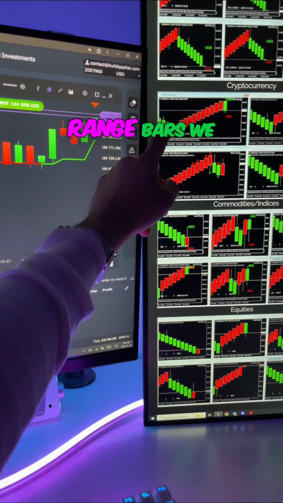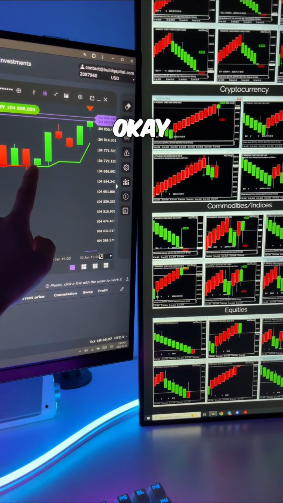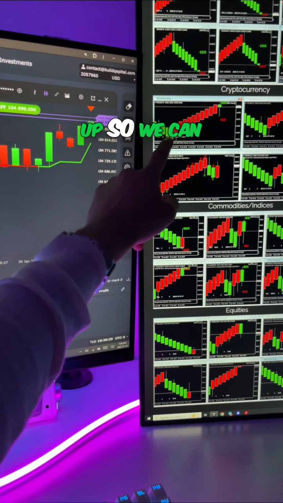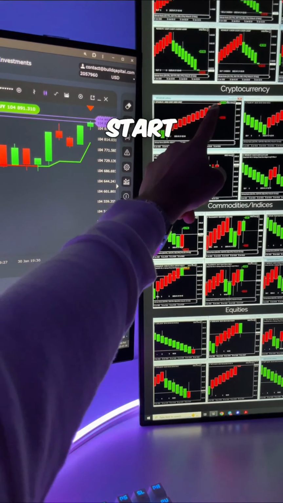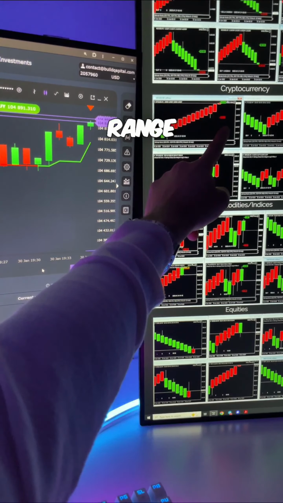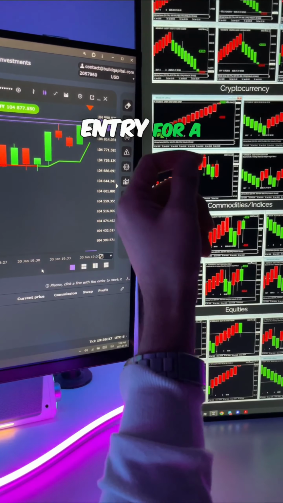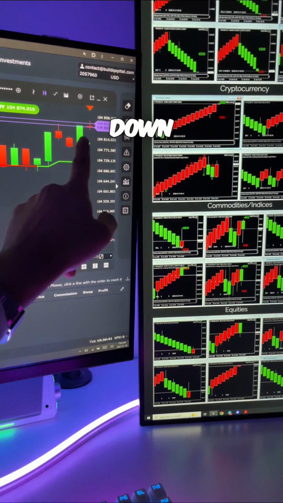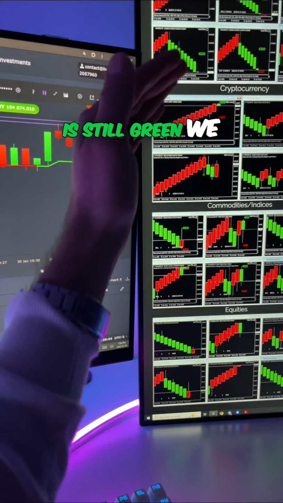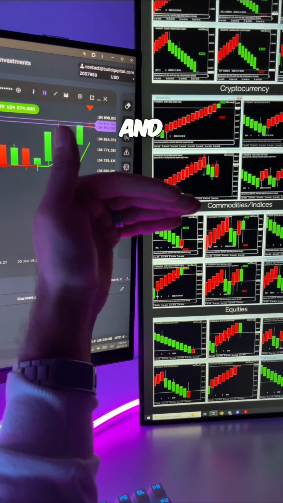So over here on the range bars, we would see, for example, okay, we're on the way up, so we can see we're in an uptrend, and even though the super trend is green, we might start to have a pullback here on the range bars. Now that will give us a great entry for a potential long position. So over here, if we start to come back down and the super trend is still green, we can look at it as a pullback and enter a long position.